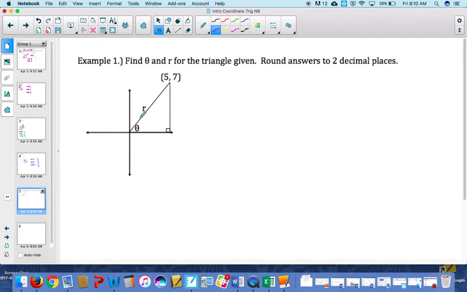Okay, because this ordered pair is telling us it's 5, 7, we know that the length of x is 5 because this is x comma y, and the length of y is 7. So 5, 7 there for my lengths. If I want to find theta, I'm going to have to use 7 and 5. From here, 7 is the opposite, 5 is the adjacent. So that means we're going to use tangent to find the angle measure of theta. So tangent of theta is 7 over 5.